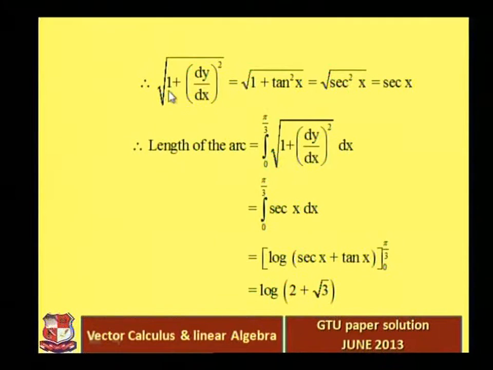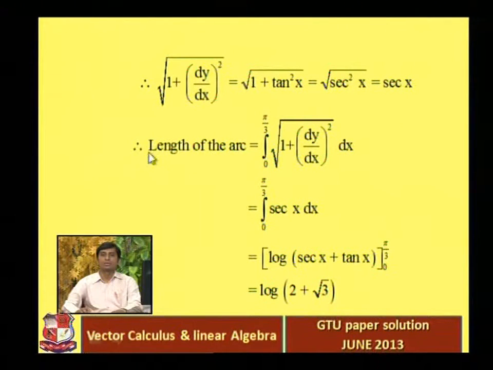Formula, we have to find under root 1 plus (dy by dx) whole square. So that is equal to under root 1 plus tan square x, that is equal to under root sec square x, and under root sec square x becomes sec x. So here is the formula, length of the arc, that is equal to integration from 0 to pi by 3 under root 1 plus (dy by dx) whole square dx.